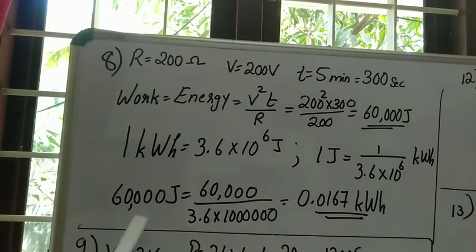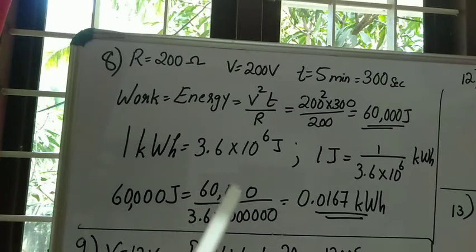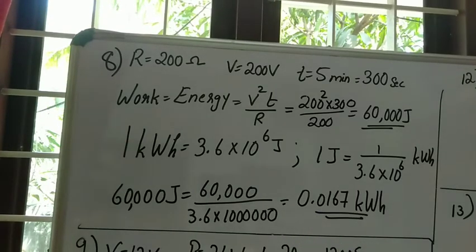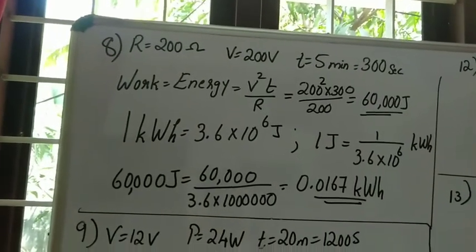So we have 60,000 joule. We have to convert into kilowatt hour. So 60,000 divided by 3.6 into, instead of 10 raised to 6, I am writing 6 zeros. So it will get cancelled and finally you will get the answer 0.0167 kilowatt hour. Next, question number 9.